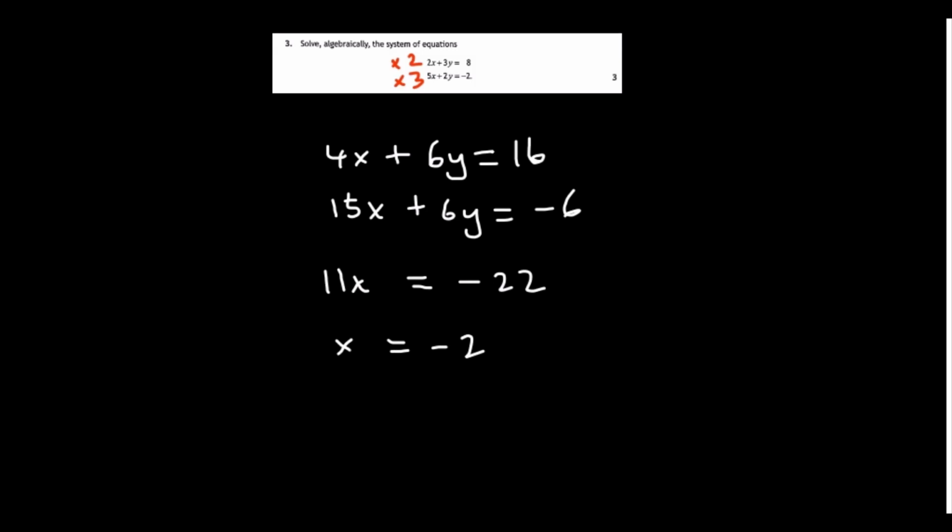And then we just plug that into one of the equations, so I'm just going to use the first one. So that would become minus 4 plus 3y equals 8, so that gives 3y equals 12, and then y equals 4, sorry.